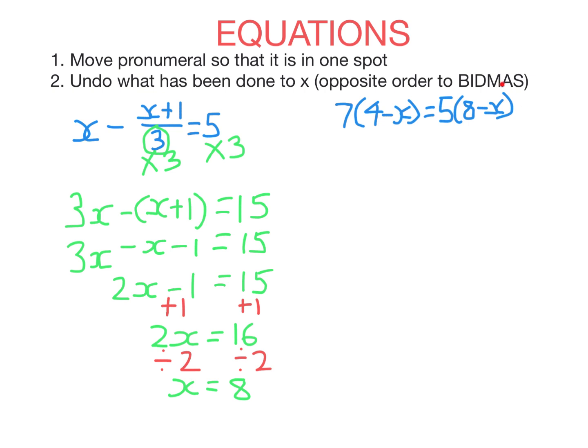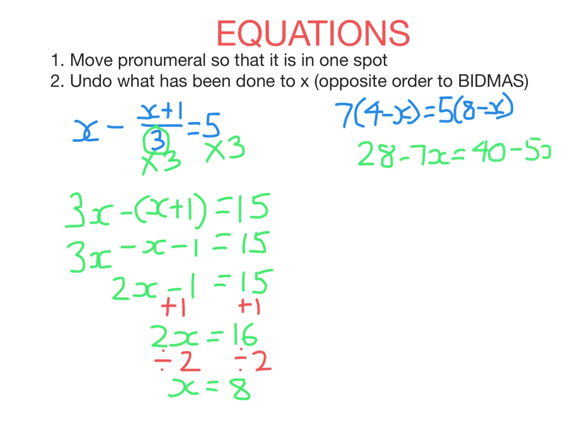All right, let's look at this one here. So what we're going to do first is expand the brackets because we want to get x into one spot. So 7 times 4 and 7 times negative x. And then on the right-hand side, 5 times 8 and 5 times negative x.